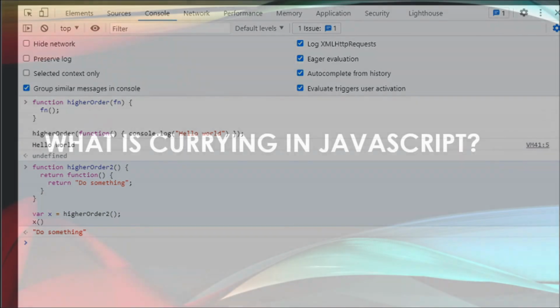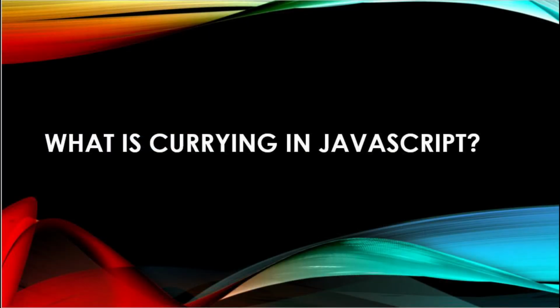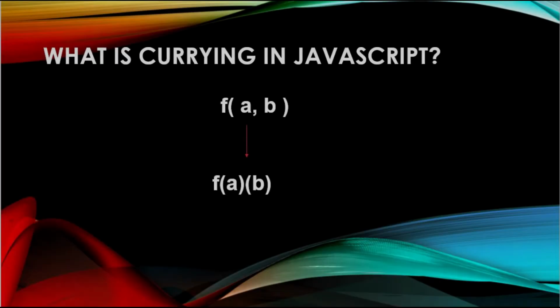What is currying in JavaScript? Currying is an advanced technique to transform a function of n arguments into n functions of one or fewer arguments. For example, if you have a function f(a, b), then the function after currying will be transformed to f(a)(b). By using a currying technique, we do not change the functionality of a function. We just change the way it is invoked.